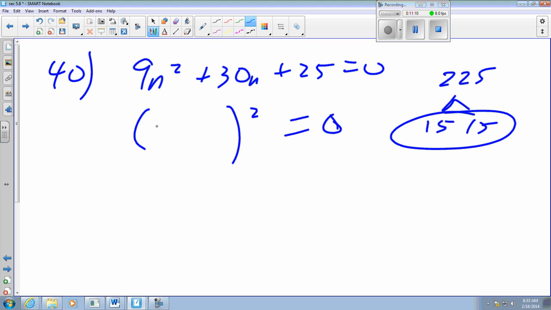Square root of my first term is 3n. Square root of my last term is 5. Sign in front of my middle term is plus. If I set it equal to 0 and solve, I'm going to subtract 5 from both sides, divide by 3 on both sides, so I'm going to have a negative 5/3. I do not have to list it twice.